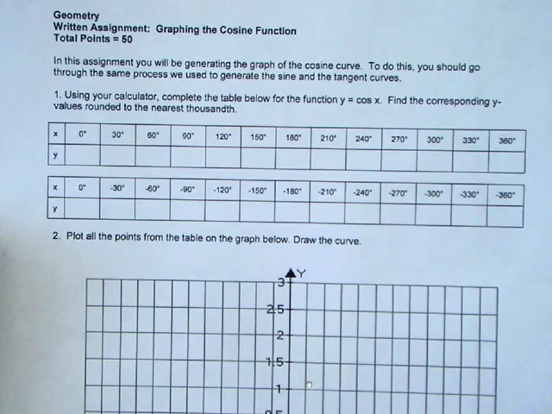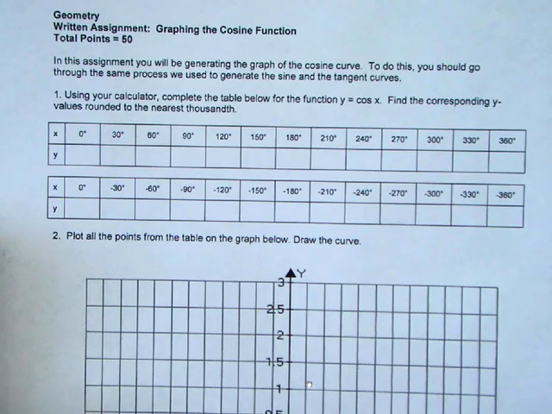Okay, let's go over graphing a cosine function. In this assignment, in the beginning, you're asked to use your calculator to complete the table chart. Down there we've got a t-table with x and y, and we're just plugging in values. The reason for that is we're going to graph each value separately. Okay, so we'll start at 0.